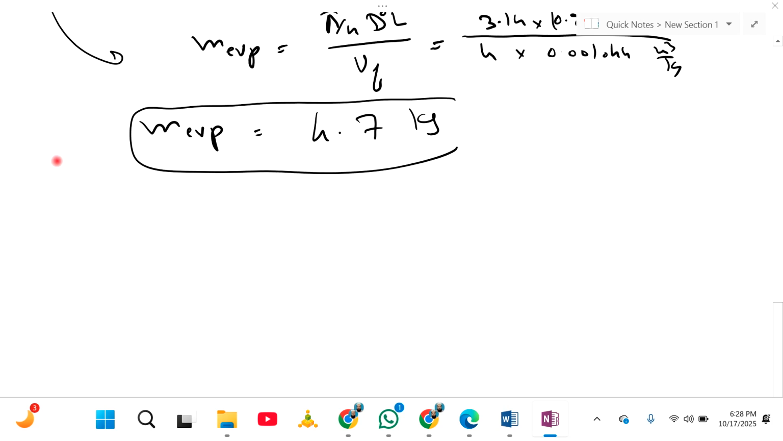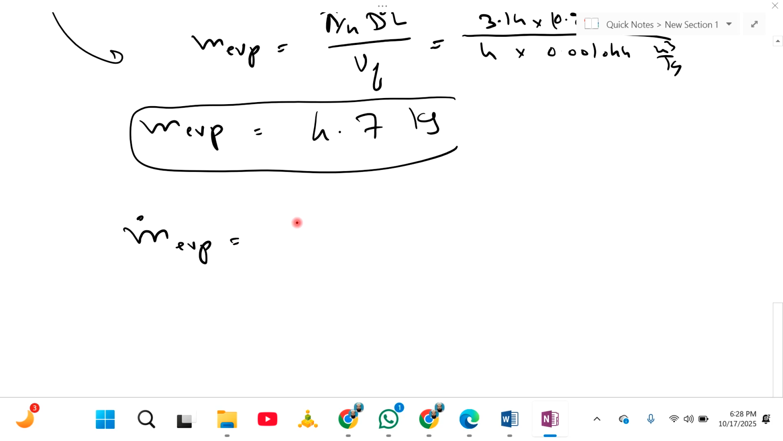Now m dot of evaporation, this is simple: mass of evaporation divided by time, the rate of evaporation. So mass of evaporation is 4.7 kilogram, and time is given to us as 45 minutes, which is equal to 2700 seconds.